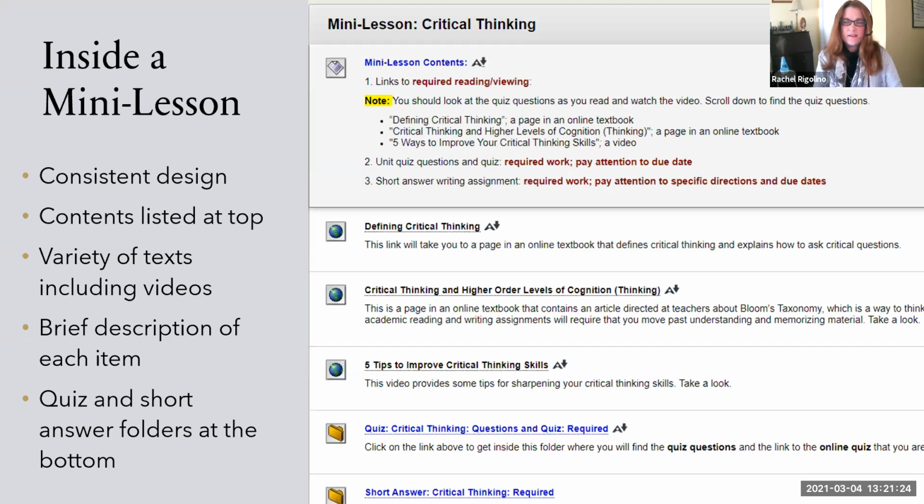And I was very consistent in terms of the design of each mini lesson so that for students, every time they clicked inside one of these folders, it would be consistent. I think that's obviously very important for students to have a consistent design. The contents listed at the top.